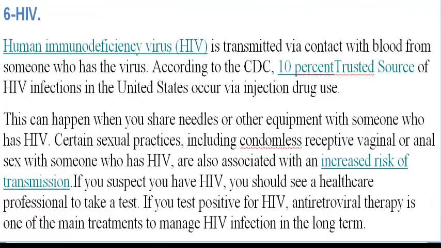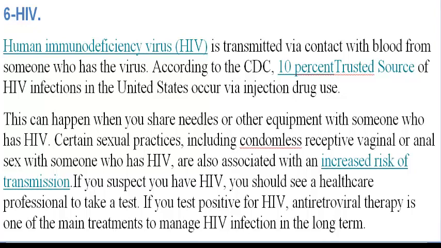6. HIV. Human immunodeficiency virus, HIV, is transmitted via contact with blood from someone who has the virus. According to the CDC, 10% of HIV infections in the United States occur via injection drug use. This can happen when you share needles or other equipment with someone who has HIV. Certain sexual practices, including condomless receptive vaginal or anal sex with someone who has HIV, are also associated with an increased risk of transmission. If you suspect you have HIV, you should see a healthcare professional to take a test.